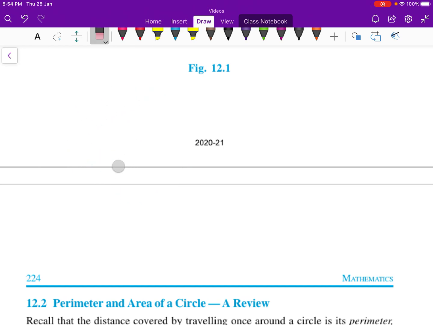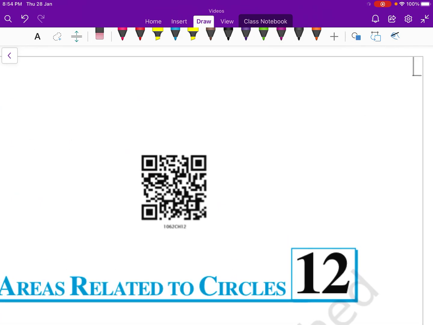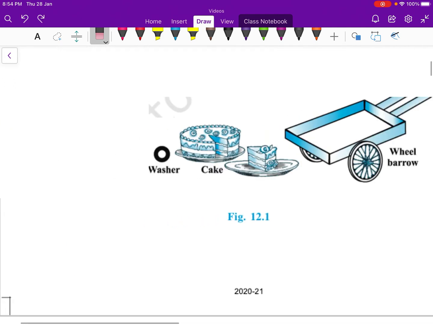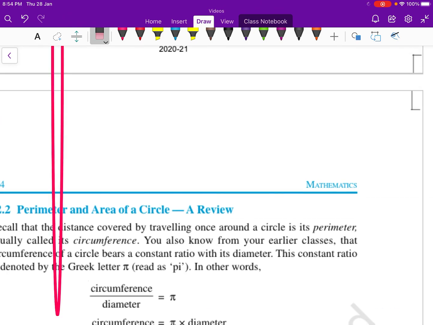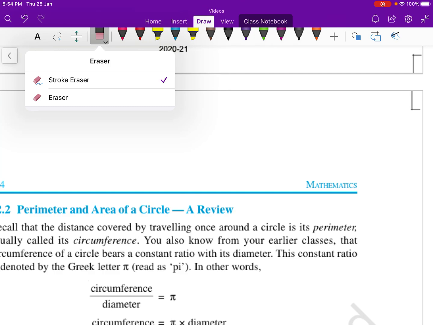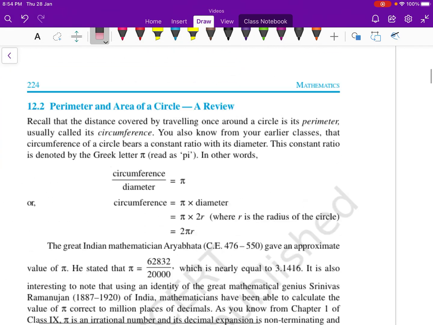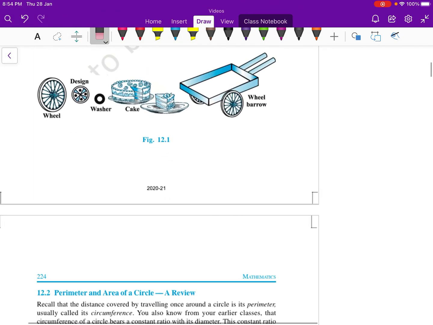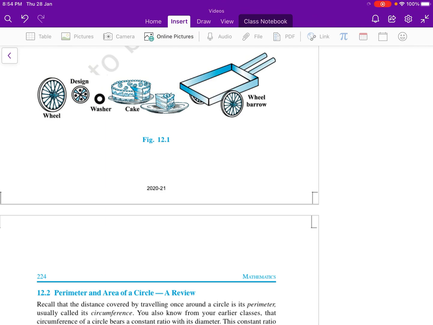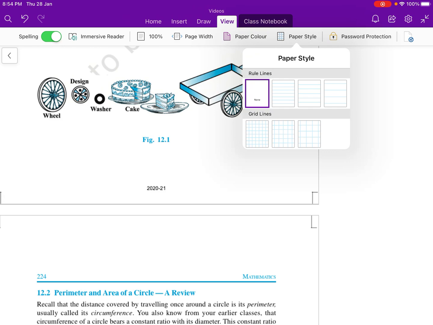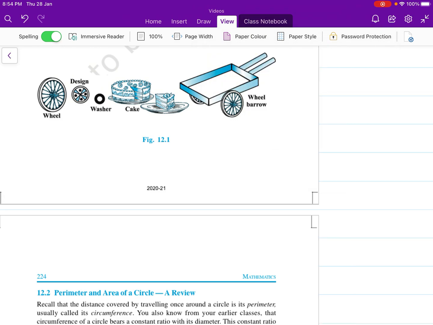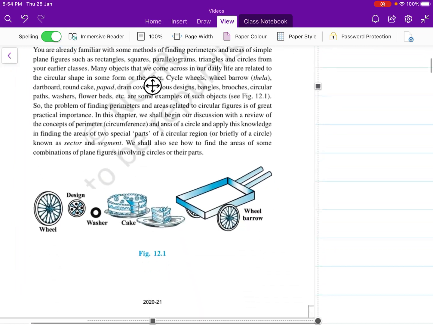Now when you talk about this circle, then we are trying to talk about a part of a circle, which is a sector and a segment. And we will be talking about area related to these parts of the circle, that is sector and segment.